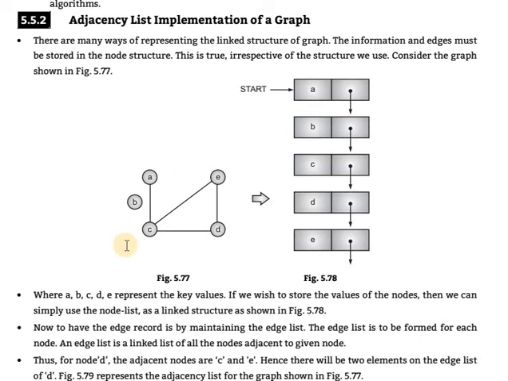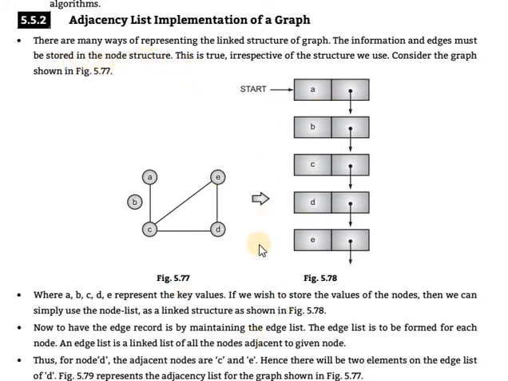Next point, that is the adjacency list implementation of a graph. There are many ways of representing the linked structure of a graph. The information and edges must be stored in the node structure. This is true irrespective of the structures we use. Consider the graph shown in the below figure.